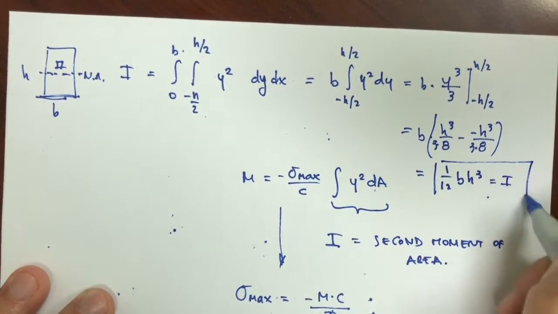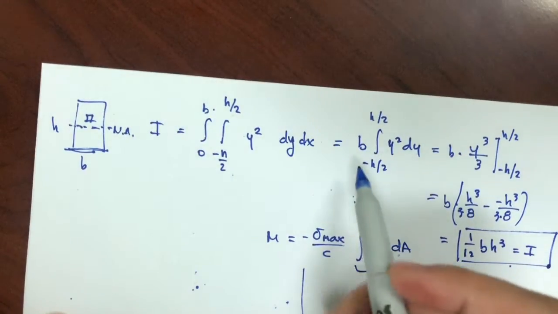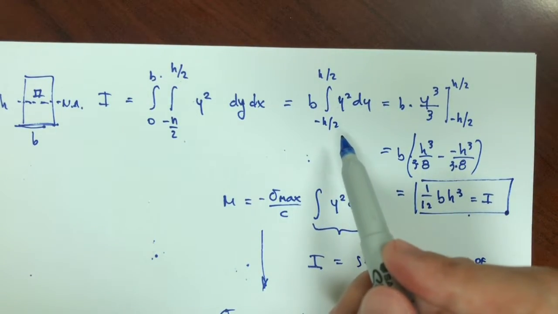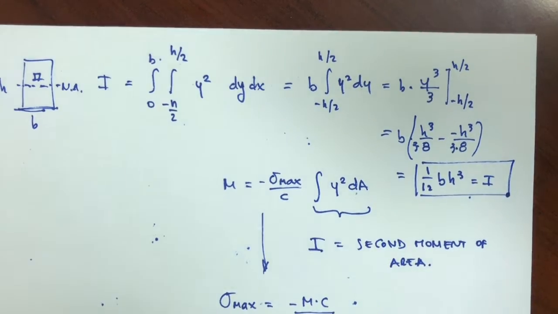And that's what we use, for example, for a rectangle. But you can basically do the same thing for a circle or any shape, a triangle or whatever, if you have a triangular beam for some reason.